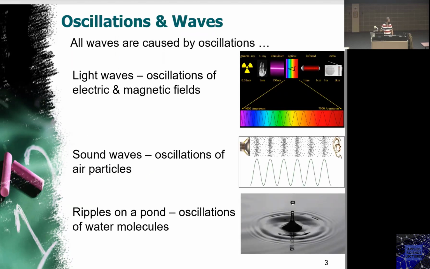All waves are caused by oscillations. We have several examples in nature, including the light wave, which is basically due to the oscillations of the electric field and the magnetic field that cause the propagation of the light. We also have sound waves being generated due to the oscillations of the air particles.